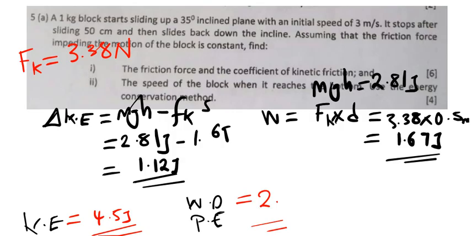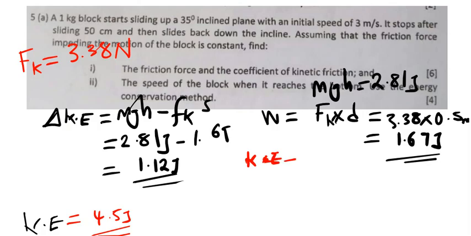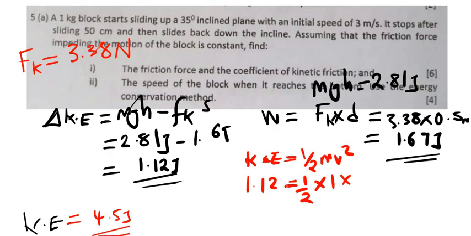Okay, so now that we've got this, we can now find the speed, because we have the kinetic energy. You know that kinetic energy is equal to half mv squared. We found the kinetic energy to be 1.12, which is equal to half multiplied by the mass. The mass we've been told is 1, times the v, which we are trying to find. Okay, in this case, half is 0.5. 0.5 multiplied by 1 is just 0.5. So what do I have as my v squared?